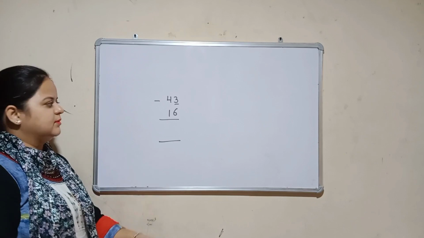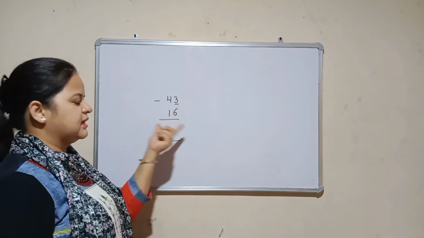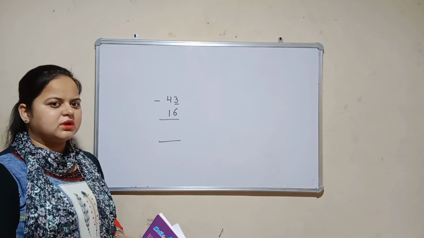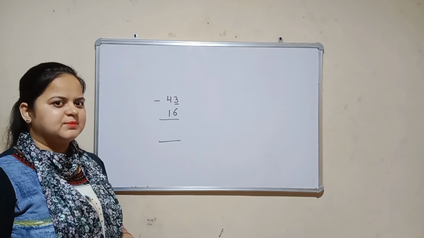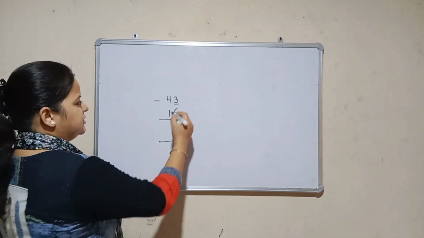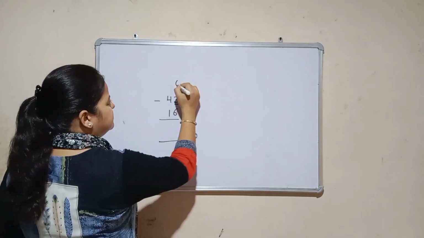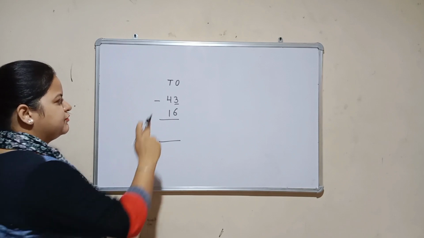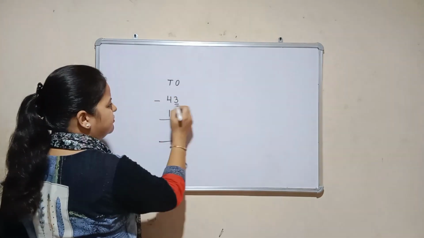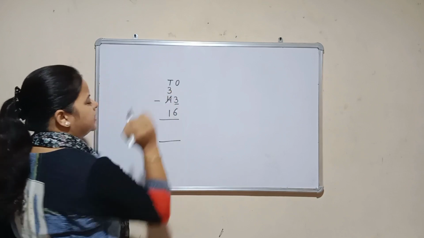How will we do it? 3 is smaller than 6. Then how will we subtract it? Yes, tell me quickly. Yesterday we did this kind of sums. Yes, 3 will take one borrow from 4. This is ones and this is tens. So if 4 gives one borrow, it will be 3 now.